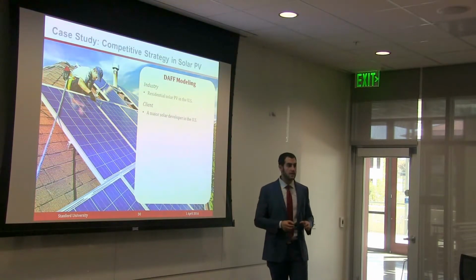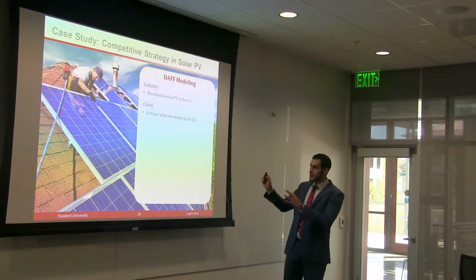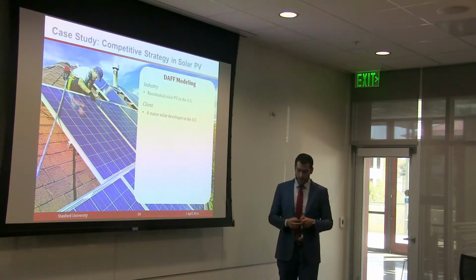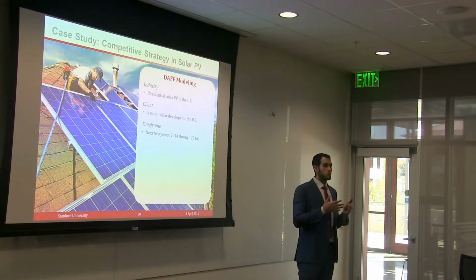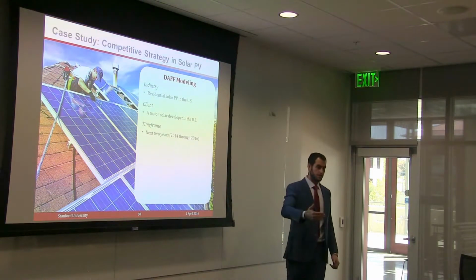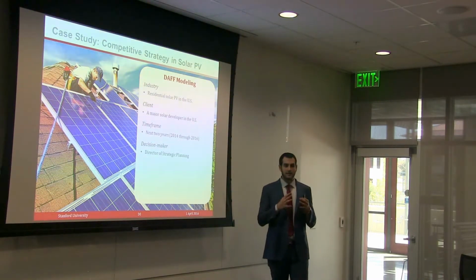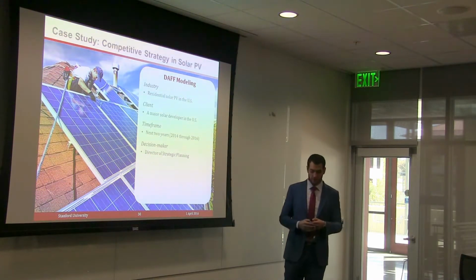I'm not going to disclose the identity of the company. They were generous enough to allow me to publish all the data. So they were a major solar developer in the US. What we need to understand is that the time framework for the study was between 2014 and 2016. So these guys wanted to assess competition in the next 2 years. And the decision maker, the person who has the final say over the input into the model, is the director of strategic planning.